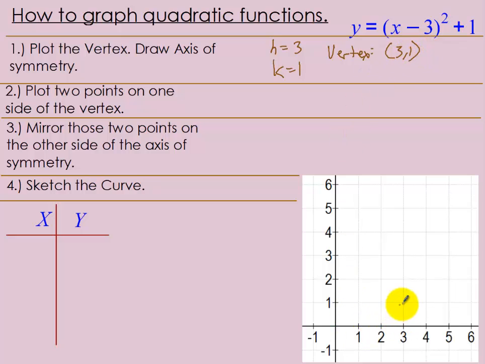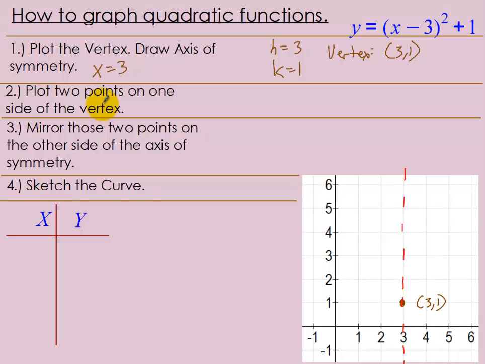So I'm going to plot that point 3, 1 down here, and I want to label it 3, 1. And then draw the axis of symmetry. The axis of symmetry goes through that point, and it's going to be x equals 3. It's a vertical line that goes through the vertex. So I'm going to draw a vertical axis of symmetry through that point, dashed line.